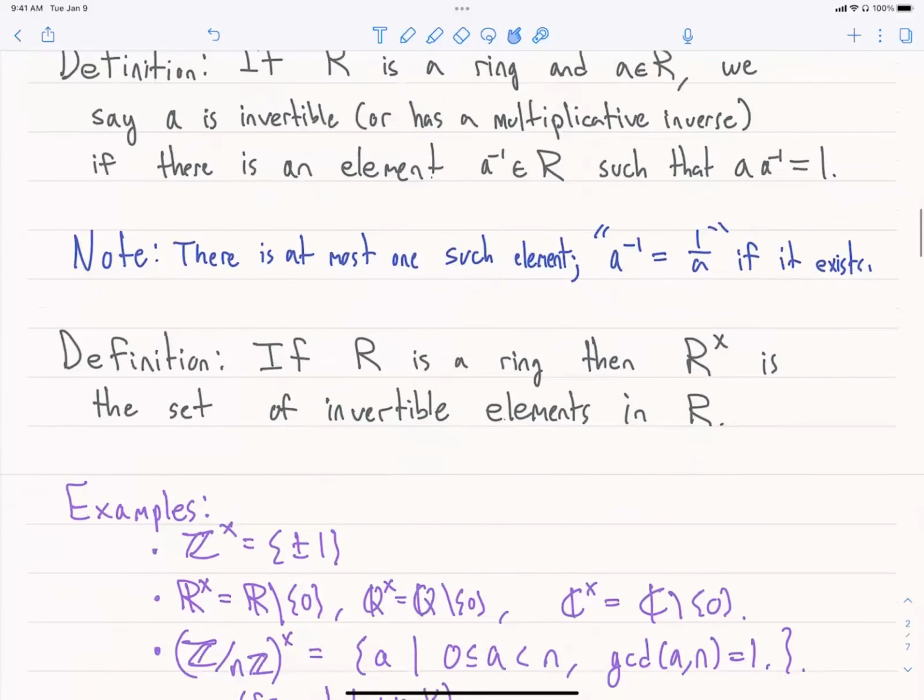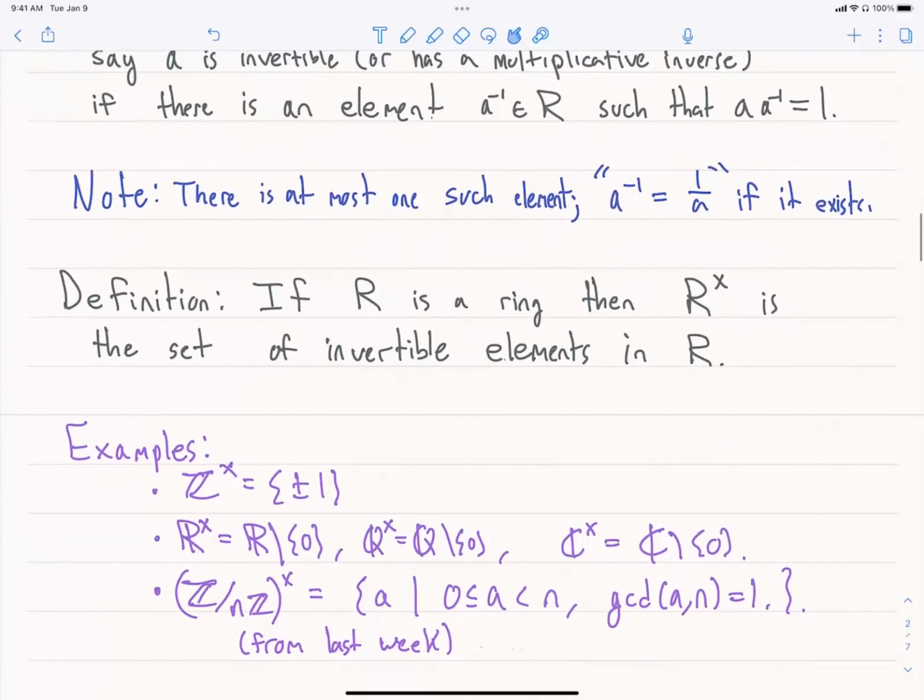So, let's talk about some examples that we saw last week. So Z cross, that's all of the invertible elements in Z. And we talked about this as an example last week. The only ones are plus or minus 1. So here it's really important that when I say an element is invertible in Z, or has a multiplicative inverse in Z, that multiplicative inverse has to be an integer too. 2 doesn't, because even though 2 has a multiplicative inverse in the rational numbers, 1/2 is not an integer. So Z cross is just plus 1 and minus 1.